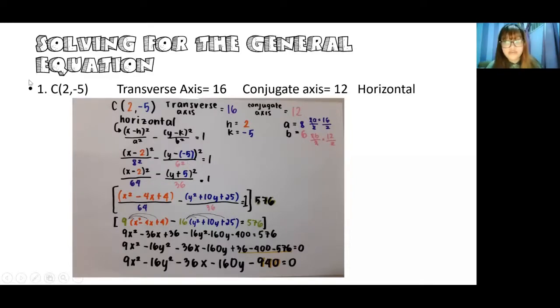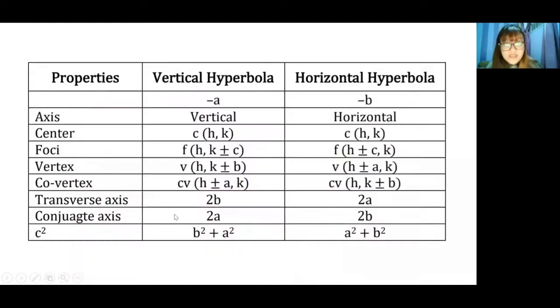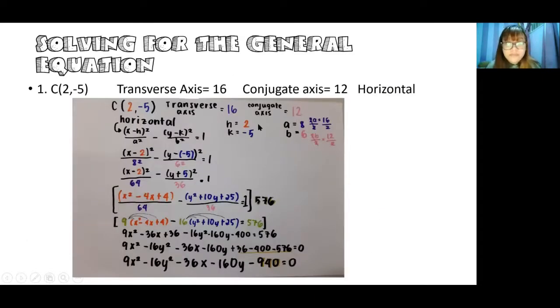So just like the given, it says it opens horizontally. So this will be the formula. Now we have to find the values of h and k, a, and b. So look here on the side, the h will be 2, k is negative 5. Now in finding the transverse axis, you have to look at the table here a while back. Based on it, the transverse axis is 2a. So the a will be 8 because you have to equate 2a to 16. So 16 divided by 2 will be 8. And the same for the conjugate axis. It will be the value of b, so it's 6.